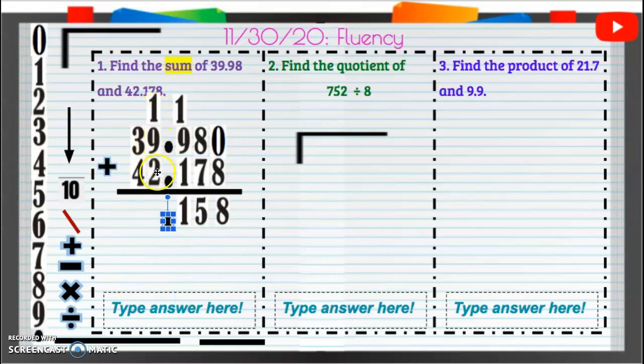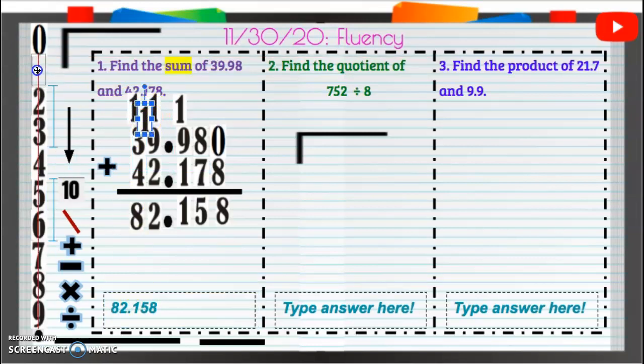9, 10, 11, 12. Carry that one. Drop that two. Whoa, I'm out of ones already. 3 plus 4 is going to be 7 plus 1 is 8. So our answer here is 82 and 158 thousandths. I'm going to have to get some more ones up here.